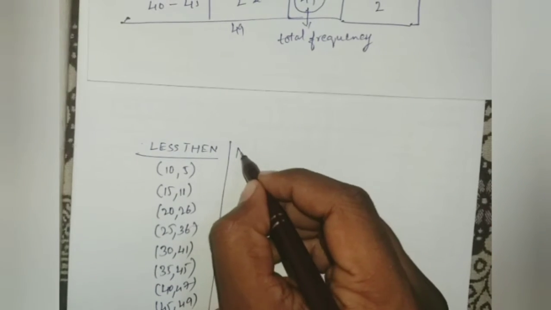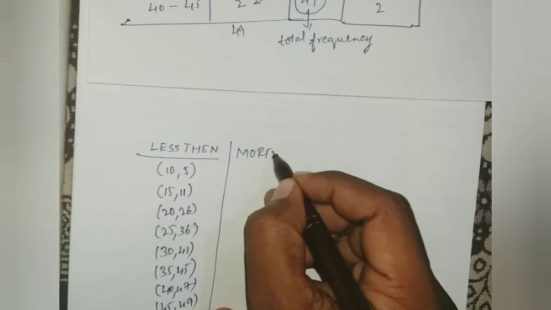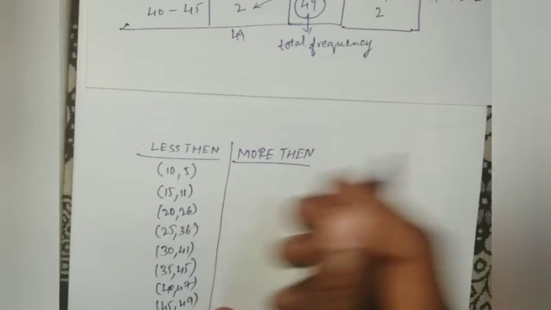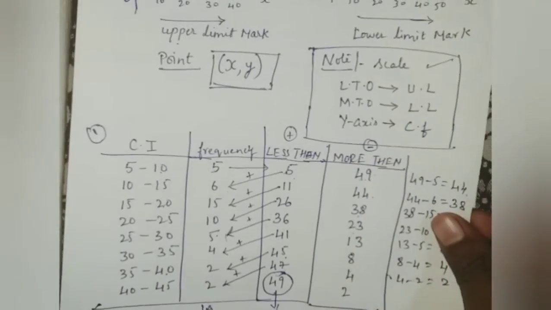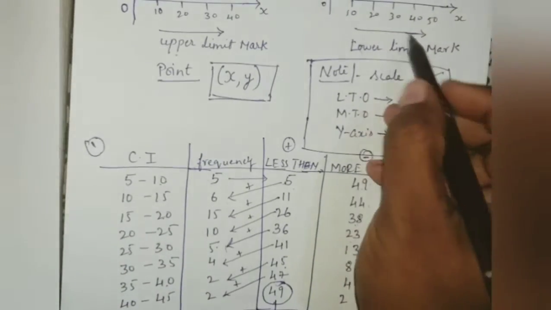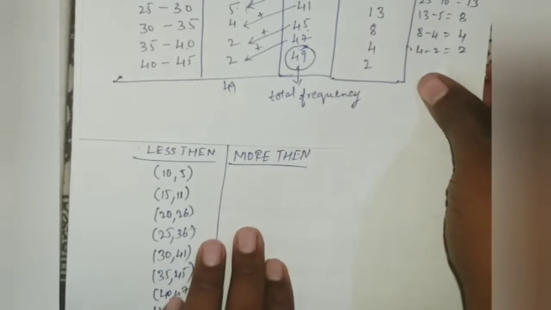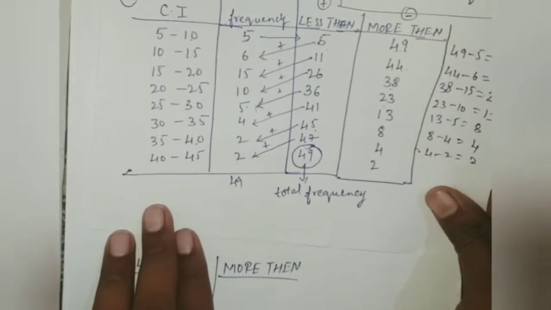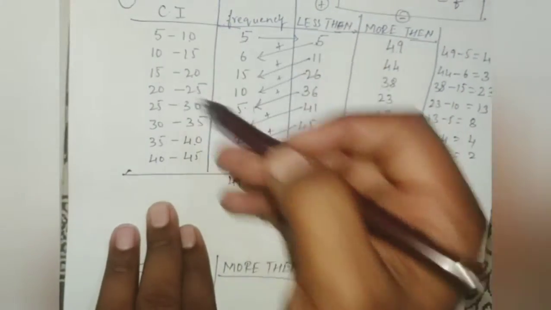Next we'll find the points for the more than graph, the same way. Which value do we need to consider for more than? Lower limit. So where is the lower limit? Can you see? This column is called lower limit.